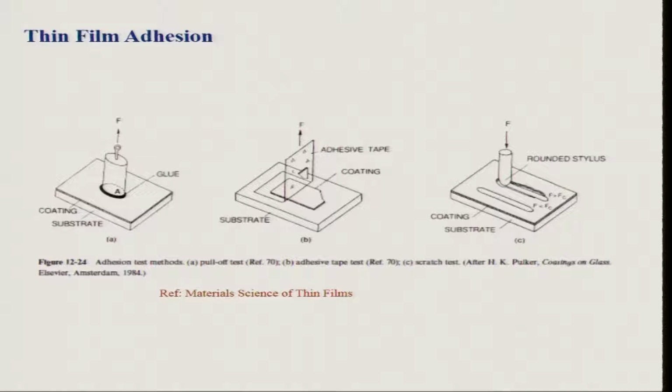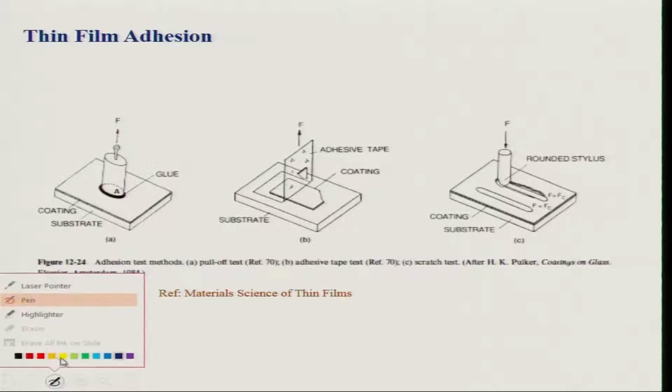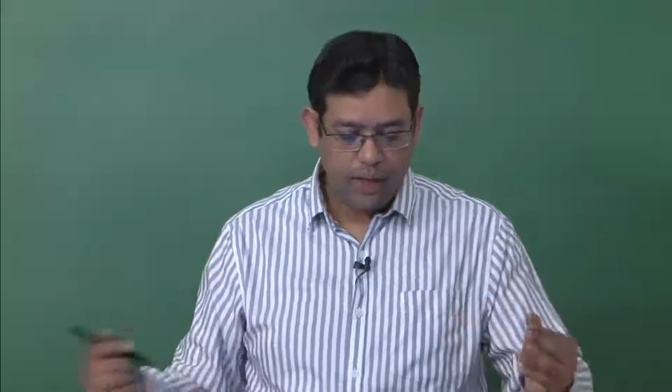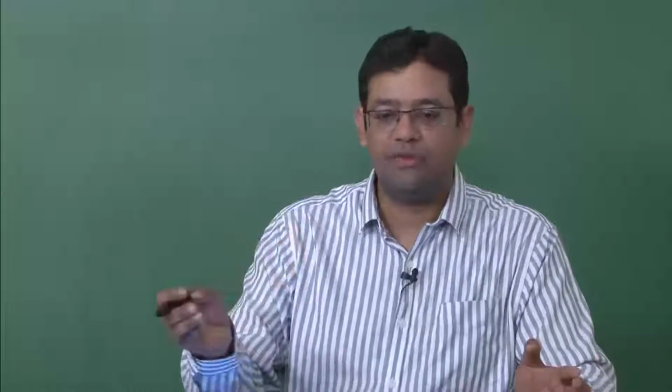Now, the last characterization that we want to discuss is thin film adhesion: how strongly our thin film is bonded to our substrate. There are no standard techniques for this. You have to go by your experience and try different techniques. If you can do a visual inspection, and the film does not have very good adhesion, it will start to peel off, like the paint peels off from metallic or very smooth surfaces.